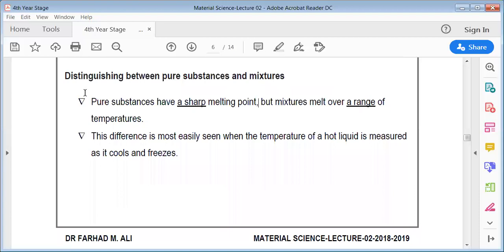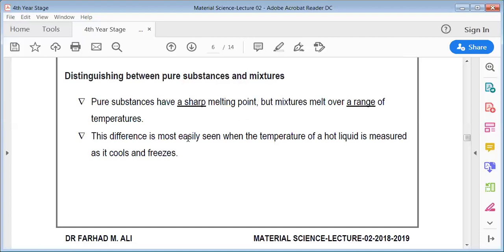This is one of the techniques we use in the lab to see if the material we prepared, especially organic compounds, is pure or not, by doing this melting point experiment. If it's very sharp, it gives you an idea that the material is pure, not a mixture.